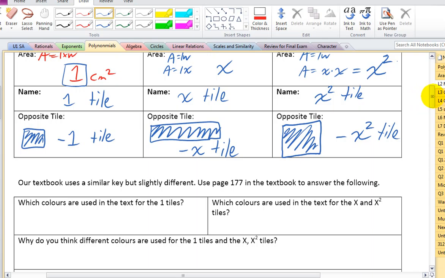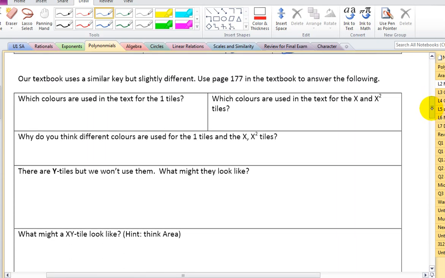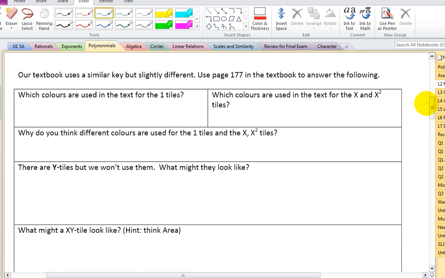So if we're drawing, and this is the key that we're using. Now we want to totally mess you up and screw you up. So let's go to the textbook. They use something a little bit different. Go to page 177. Answer these questions, please.